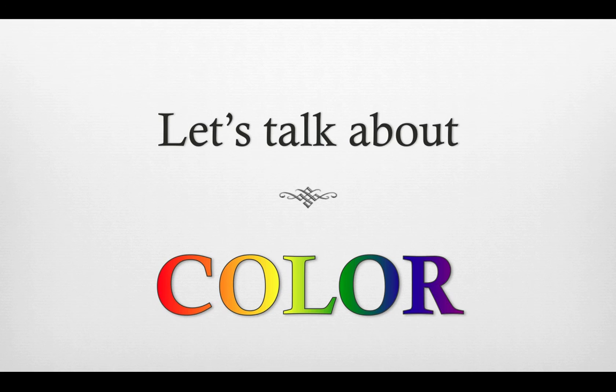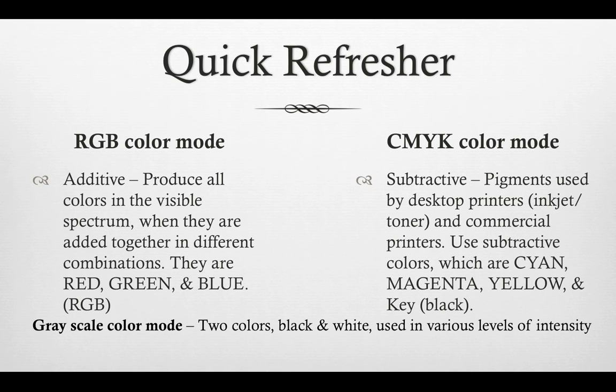And let's just briefly talk about color. So for a quick refresher, we have RGB color mode, which is an additive color mode. It produces all colors in the visible spectrum when they are added together in different combinations. They are red, green, and blue.